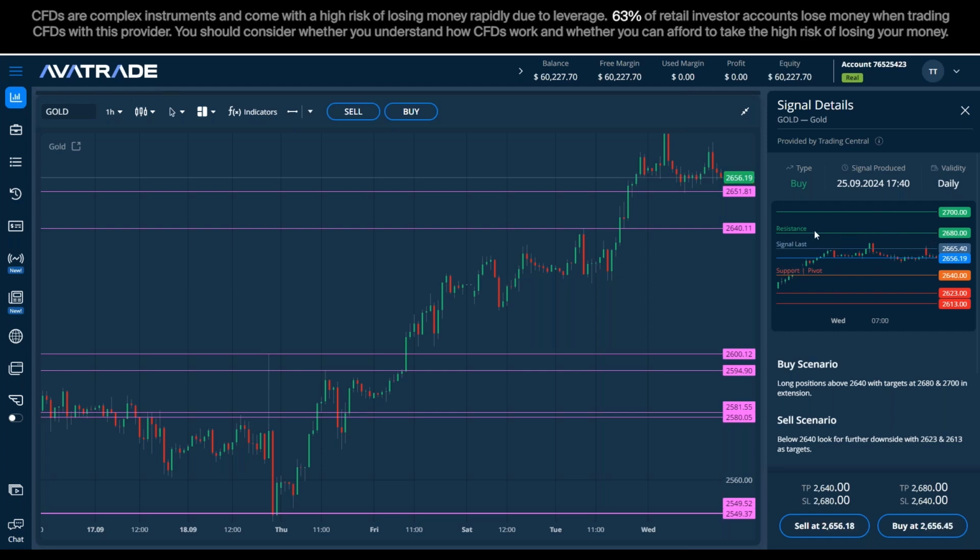And so these lines are labeled resistance. It expects that if it gets up in this area, it might have trouble, at least temporarily, going much further. And so this is where the recommendation in the signal is maybe to potentially take profit if you're buying, okay? Now, here's my take on the current fundamental news situation in this signal.